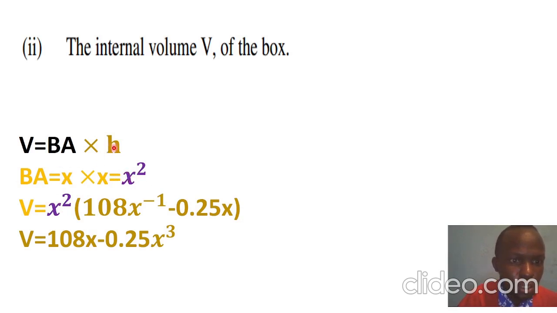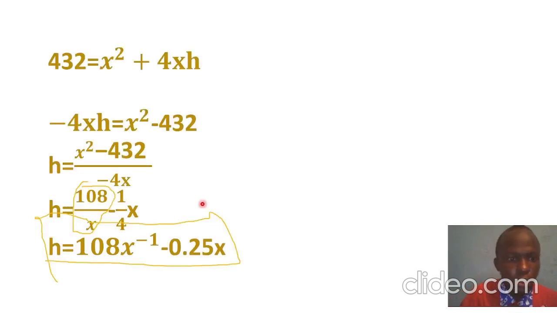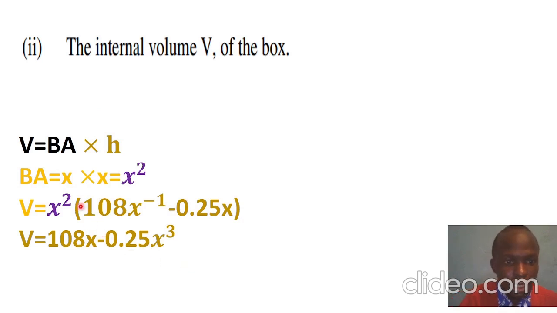We have to substitute the value of h, which contains x's only. We already found the value of h in terms of x, so we are going to replace it with x's. It is very important. So after replacing it with x's, open the bracket, x squared, and it boils down to 108x minus 0.25x cubed. So that is the expression of volume in terms of x. So we want to just use x.